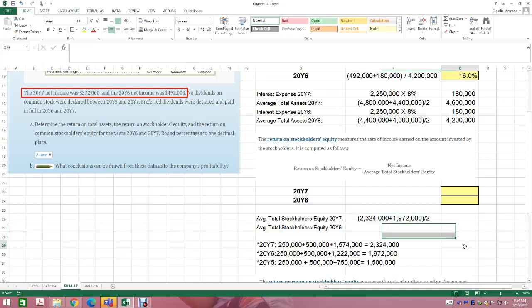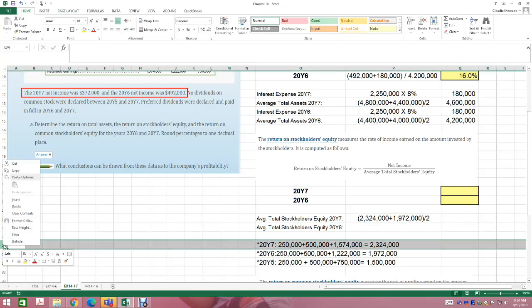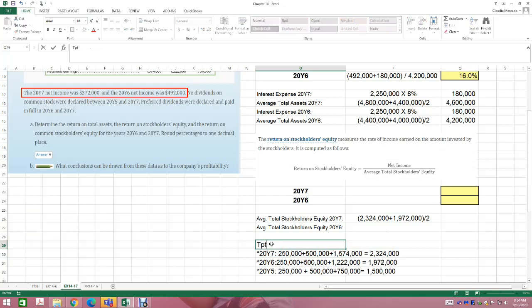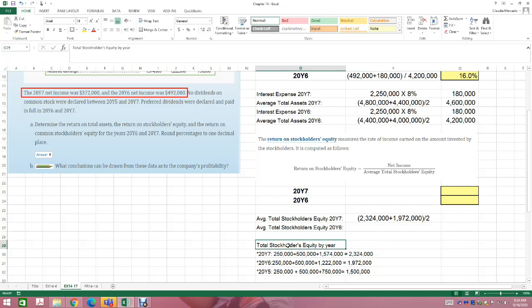So what are we doing here? What we did down here is we just calculated our total stockholders' equity for each of the years. Maybe I should put here, insert, this is my total stockholders' equity by year. Now that I've got my total stockholders' equity by year, I can calculate my average total stockholders' equity by getting my current year's total stockholders' equity plus my prior year's divided by 2. Now let's see what that gives us.